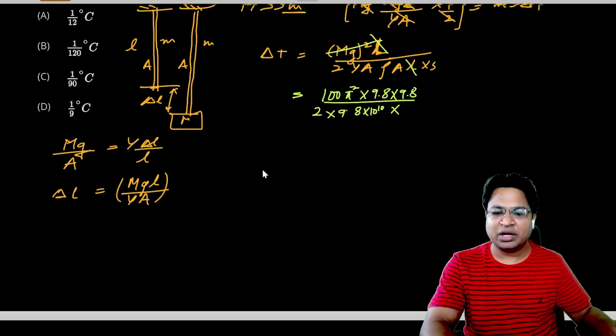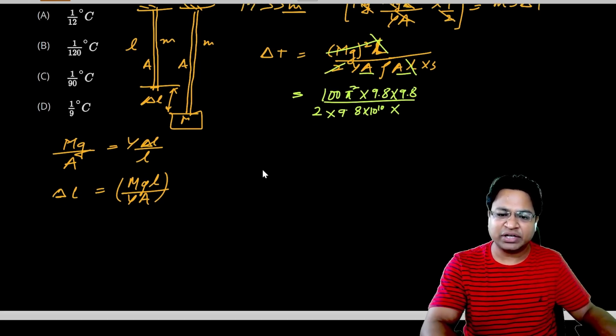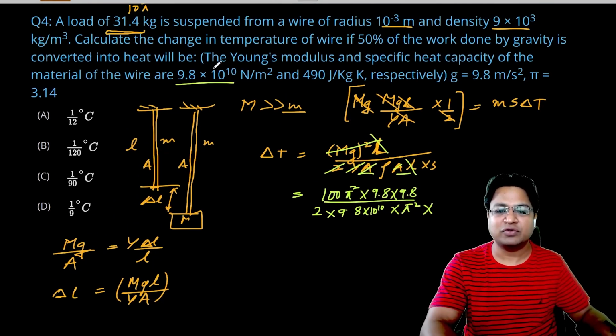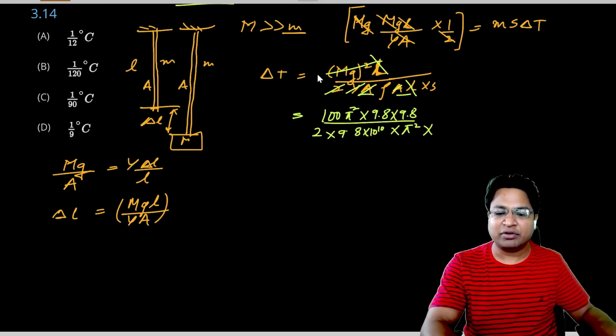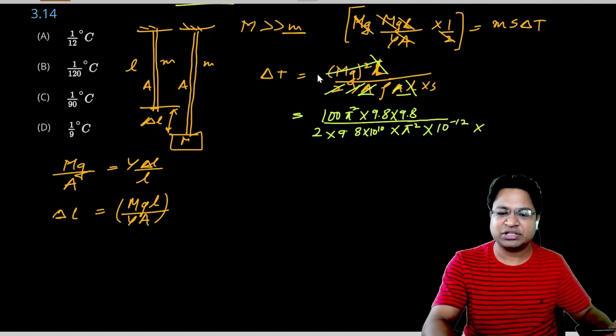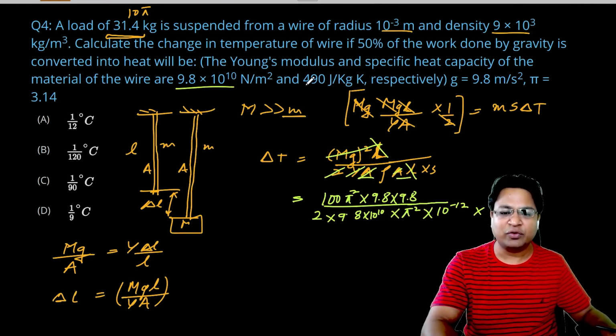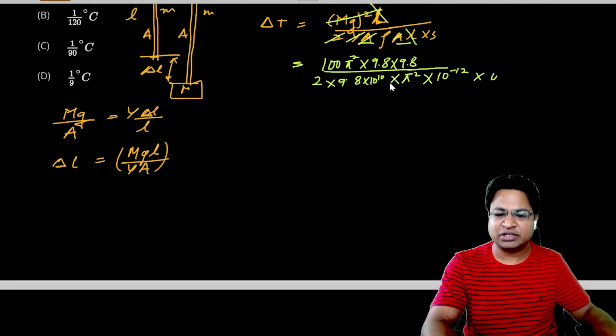Now, again, a square is there. So I've taken care of this. I've taken care of this. A square I'm writing. So A square will become pi square into R4, radius raised to power 4. So radius is 10 raised to power minus 3. Power of 4 will give 10 raised to power minus 12. So I've taken care of this also. And now the specific heat capacity. The specific heat capacity is given to be 490, and everything is in SI units. So I will just write it as 490.